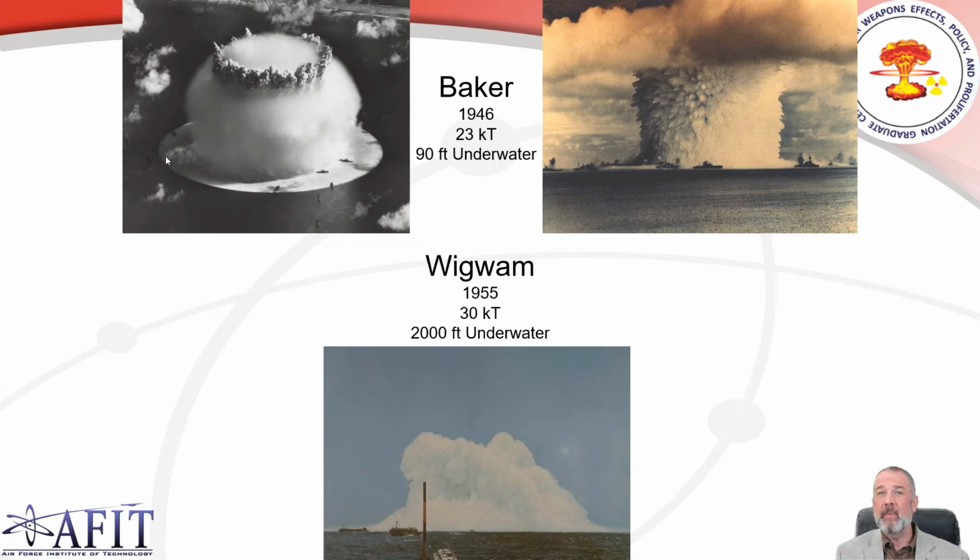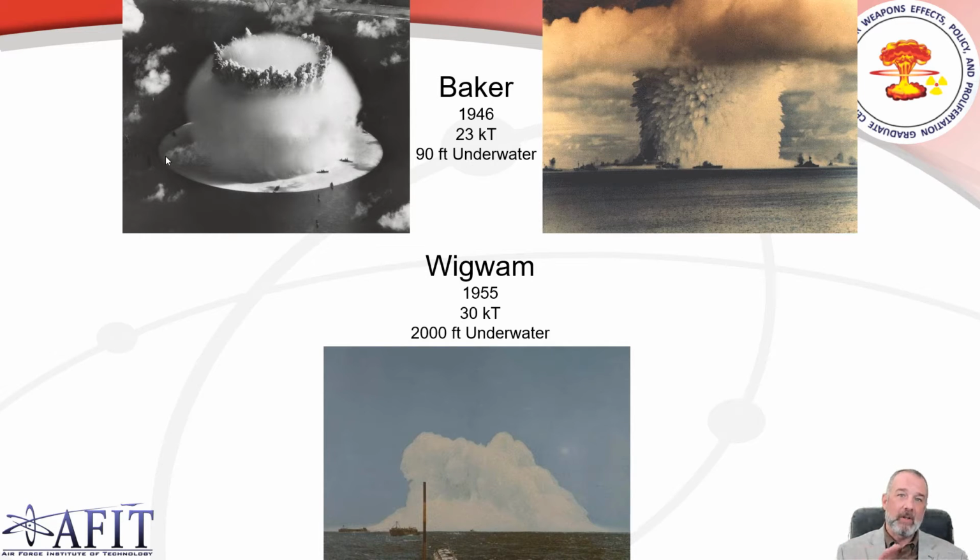The second type of nuclear underwater detonation that we're going to look at is something called a deep water burst. Deep water burst, as the name implies, is fairly deep under the surface of the water, thousands of feet, and usually also thousands of feet above the bottom. So we don't see a lot of interaction with the air-water interface, nor with the water-ground interface.